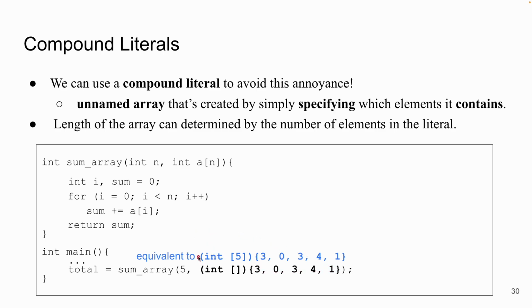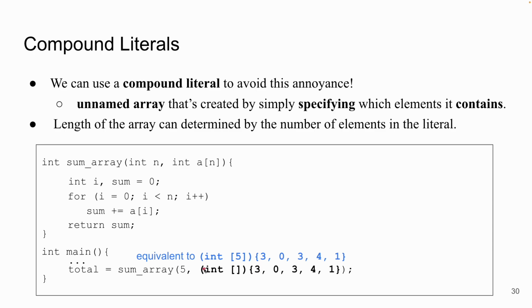So we can write down a compound literal in two ways. Here, we can specify the length of the compound literal, but we can also omit the length, because C can tell the length of this compound literal by the number of elements we have here. So we have 1, 2, 3, 4, 5. We have 5 numbers here. So you can choose either of these versions in this case.